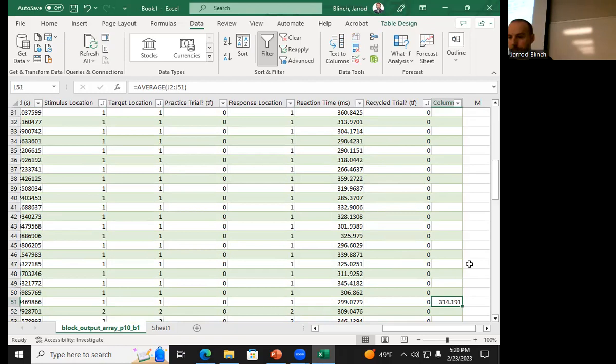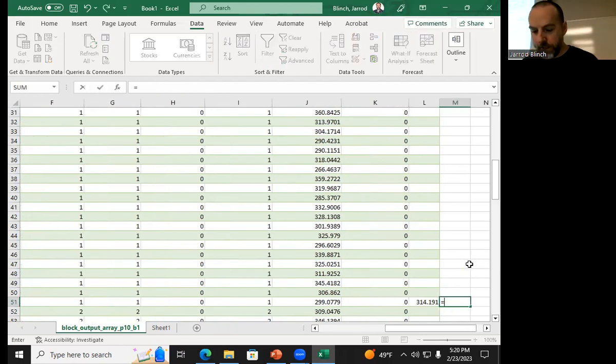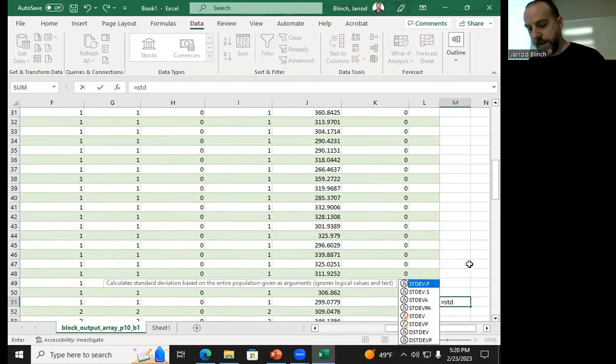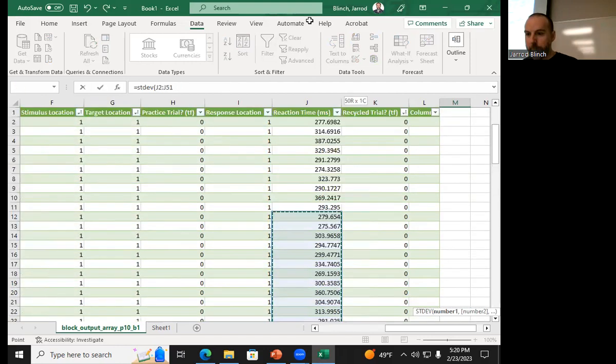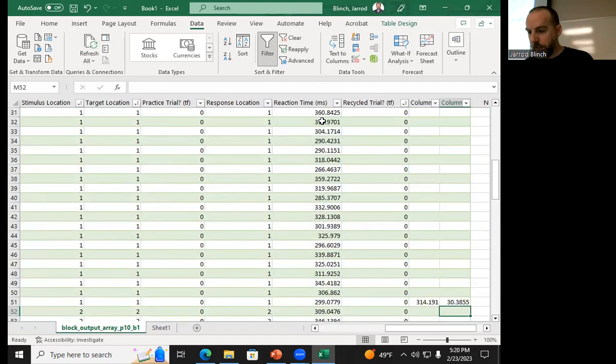To get our standard deviation, we use a slightly different formula. In Excel, it's STDEV, standard deviation. In a lot of programs, it's just STD, but always remember that in Excel, you add the EV on there. We want the same set of trials. It says your standard deviation is, we'll just round it to 30.4. When you make your graphs, you can use the exact numbers. I'm just simplifying it in this table. Does that seem okay?